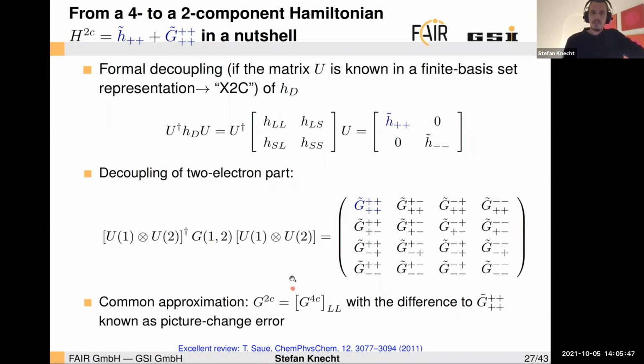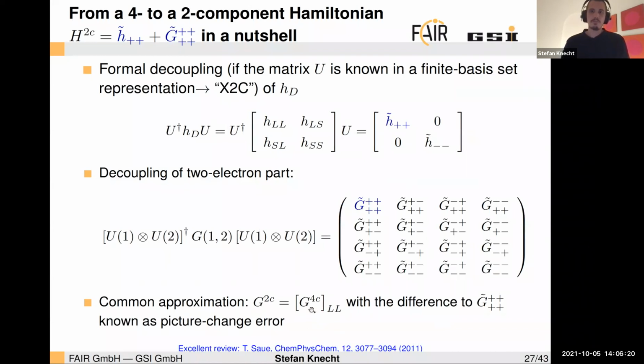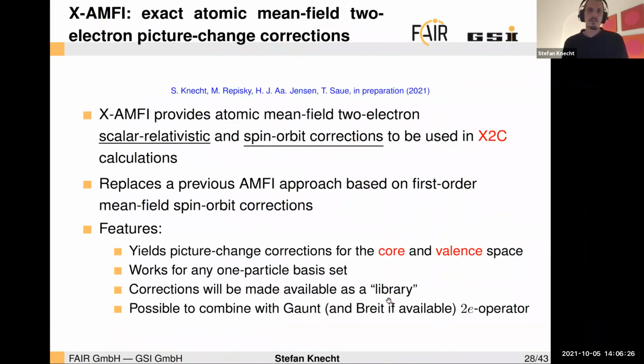So a common approximation is to not calculate this object here, but take the two-electron part of your operator as just the upper untransformed block here. The difference with respect to the true block is known as the picture change error. What we have done in recent months is to devise a scheme that remedies these picture change errors to the maximum possible extent, essentially bringing this difference to zero.